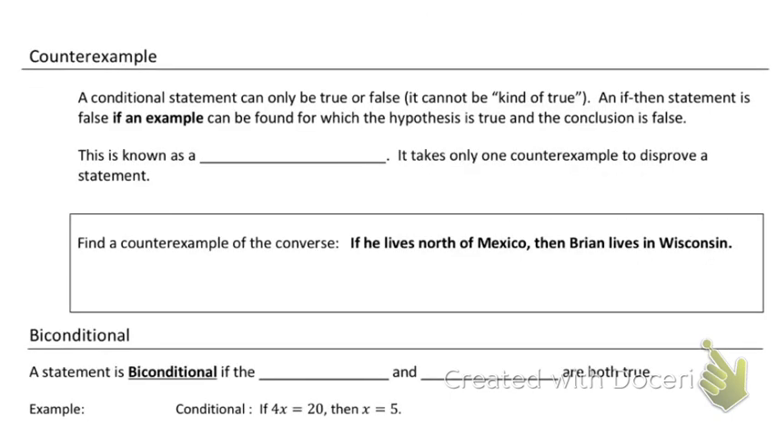All right, that leads us to a counterexample. A conditional statement can only be true or false. It cannot be kind of true as long as I put it in this little box and make everything perfect. It is either 100% true or 100% false. An if-then statement is false if even one example exists that makes it false. That example that you find is known as a counterexample.